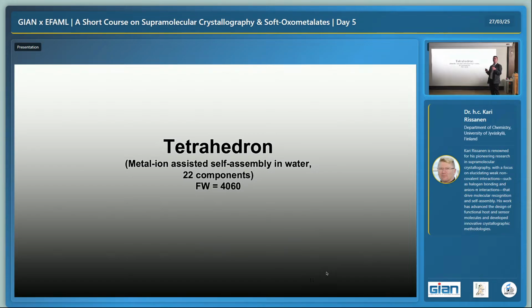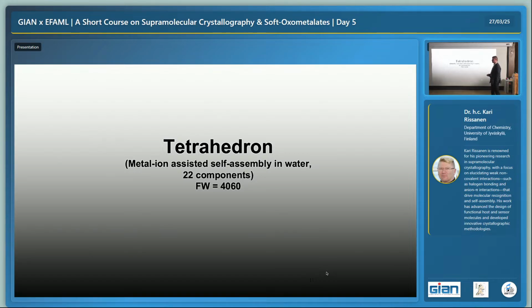But now let's go to a little bit more, because I was showing you the structures before, because they were molecules. Now I will show you a couple of examples where, when you do this thing, you quite probably don't know what you get. And then the analysis of what you get is very difficult, and you have to be very convincing. So let's make a tetrahedron, but let's make a tetrahedron that is not existing. So we take all the components needed for this, and we call this metal ion assisted self-assembly in water.